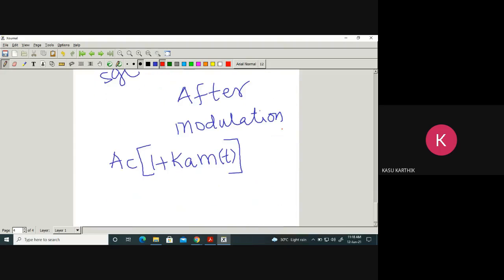Okay. Now amplitude is not a constant now. It is a function of time. I mean the time varying function. Okay. Here this is something called Ka. It is called amplitude sensitivity.